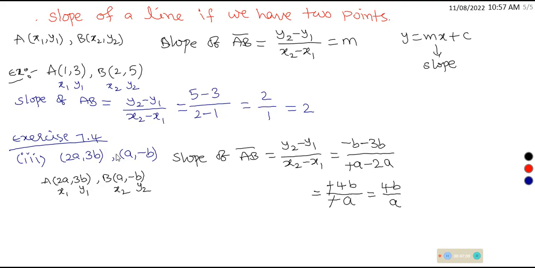So it is a very simple concept, just a small formula: the difference of y coordinates by the difference of x coordinates. Not only y2 minus y1 by x2 minus x1, we can also write y1 minus y2 by x1 minus x2. Follow any one, otherwise you will get confused.